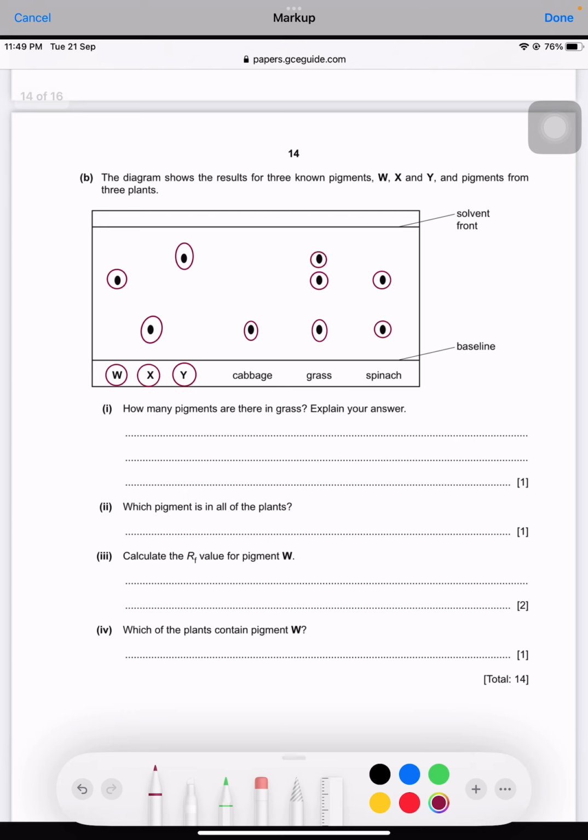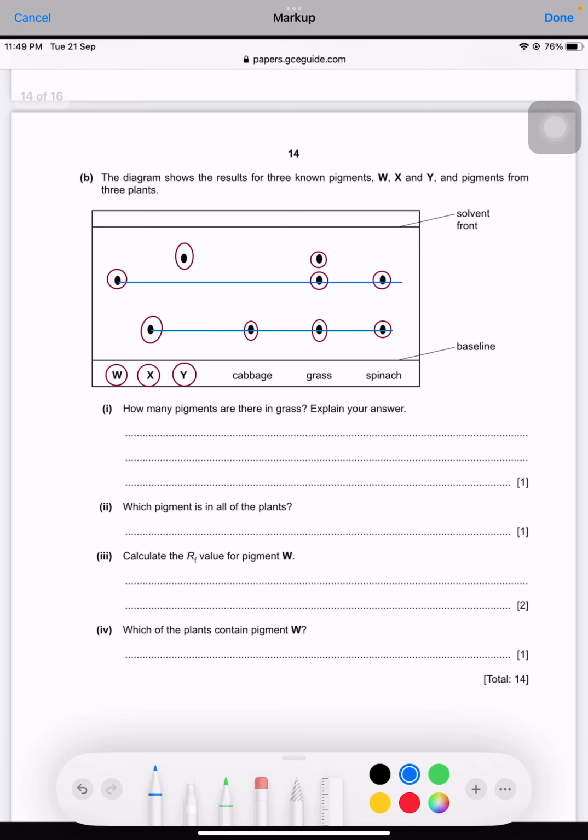Okay, let's coincide the spots with each other. I am trying to change the color. Yes, so here X is matching with cabbage, and X is matching with grass, and X is matching with spinach as well. So we can say that X is present in the cabbage, the grass and the spinach. Let's find out about W. W is matching with grass and spinach as well. It means that W is not present in cabbage, whereas W is present in grass and spinach.